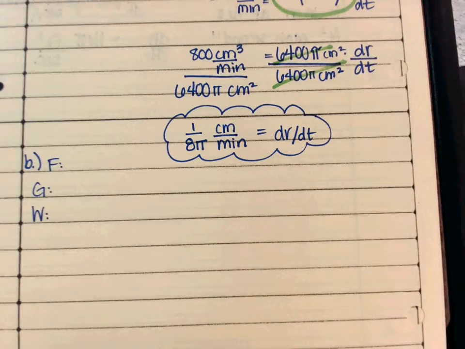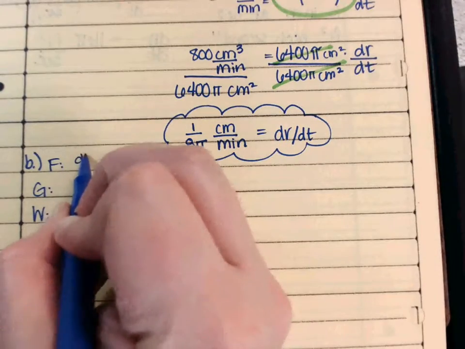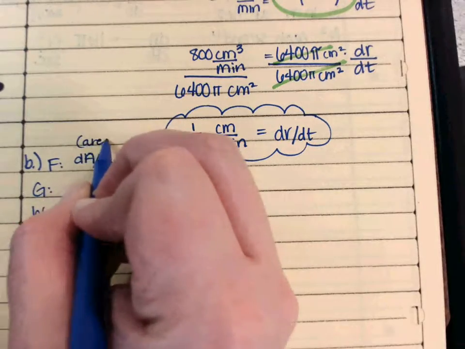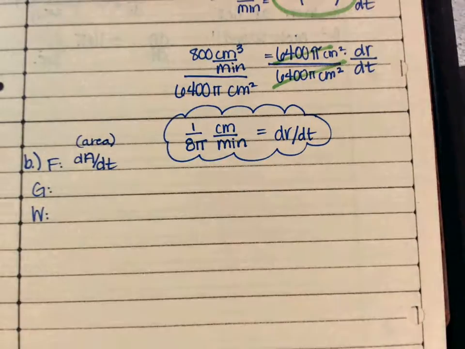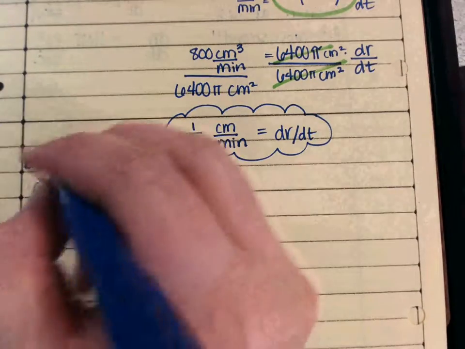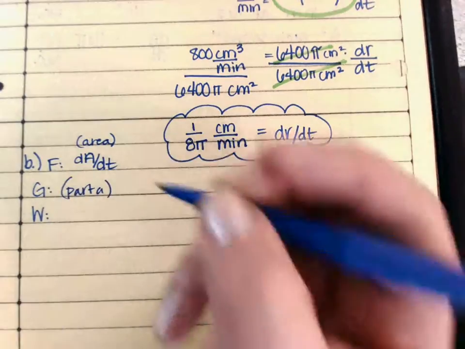Yes, so what would we put if we want how fast the surface area is changing? V equals S. Because it's area, yeah? Okay, so we're trying to find how fast the area is changing. And then our given, I'm just going to put part A. Okay, because all of our part A stuff still applies here.